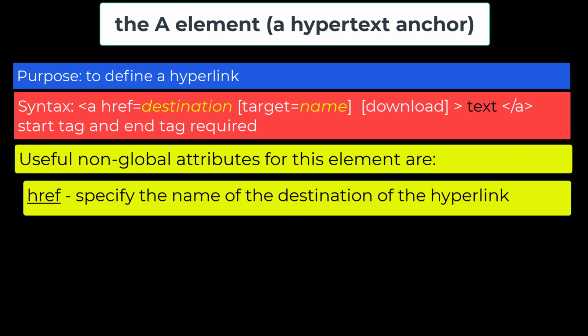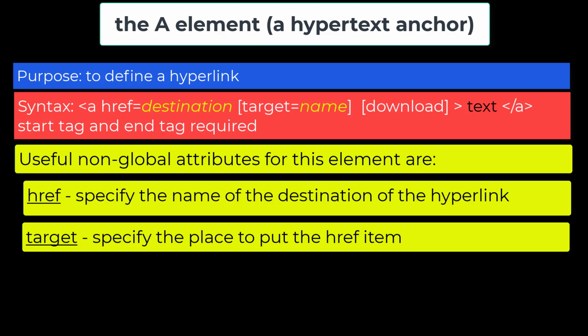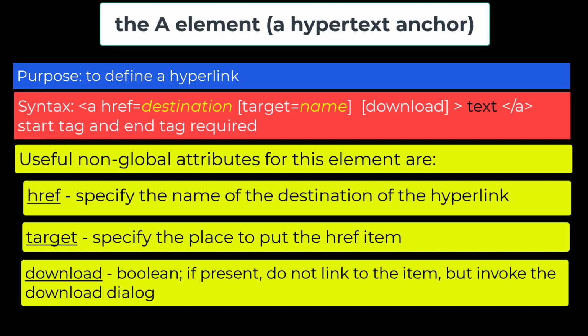href specifies the name of the destination of the hyperlink, which is what we've just been working on. This is really the important attribute for the A element. Target specifies the place to put the destination file. The default is simply replace the page containing the link, but you can cause the destination to display in an alternative tab or window. Download is a Boolean attribute. If present, it says do not link to the item, but invoke the download dialog. Ask where to put the item named in the href attribute.